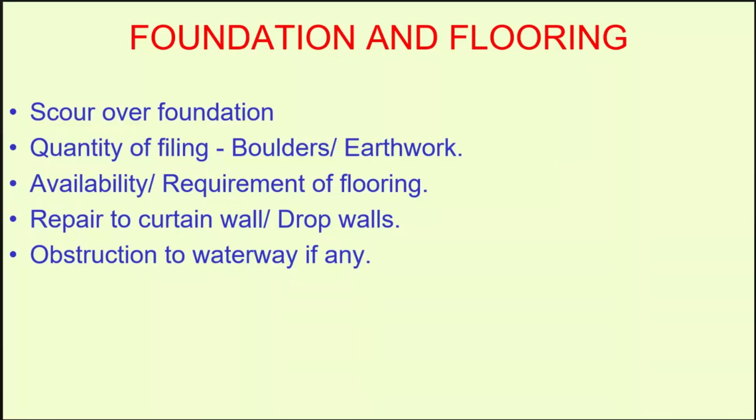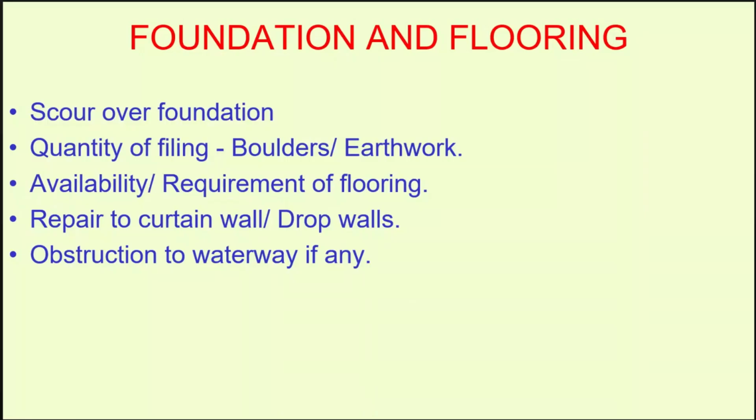Then check whether you can inspect and repair the curtain wall or the toe wall. They are important because, if done properly, they prevent excessive hydraulic gradient and piping. Then, if there is any obstruction to the waterway because of the foundation, you have to correct it and set right the flow of the waterway.